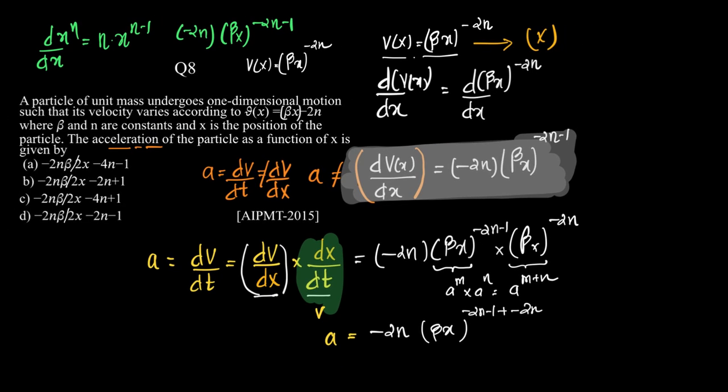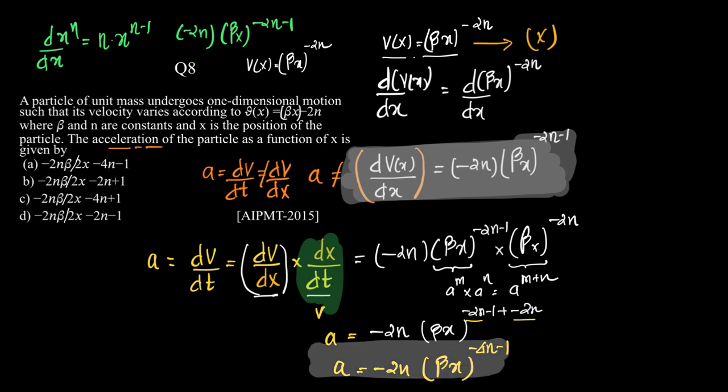And what is that equal to? Acceleration is equal to minus 2n into (beta x) to the power minus 2n plus minus 2n, which is minus 4n, minus 1, which is the answer we require. So minus 2n (beta x) to the power minus 4n minus 1, option A.